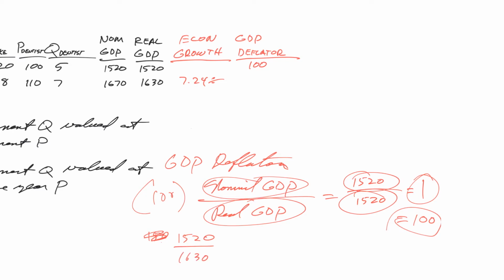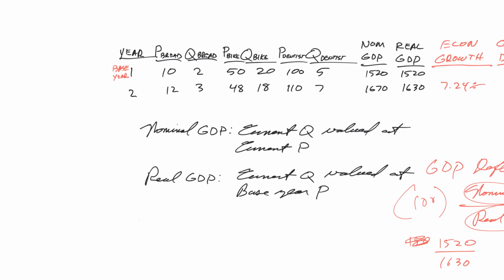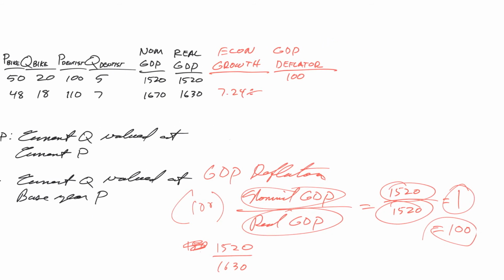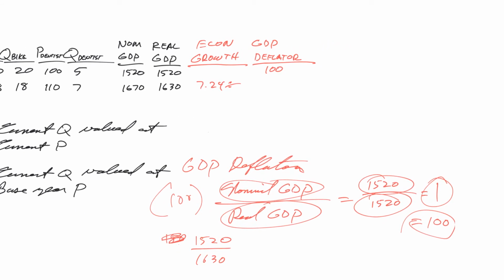Okay, so I've erased all that stuff over here. There we go. Year 1, year 2. Okay, let's not get mixed up here. So we're dividing nominal by real. 1520 divided by 1630. And that gives us, well, let's get out the old calculator.